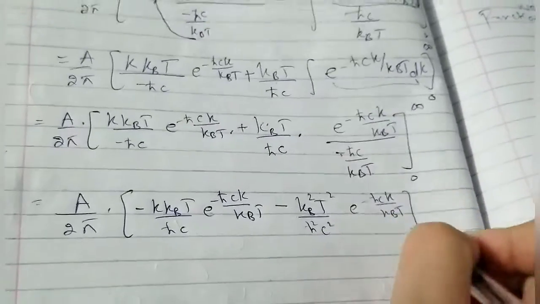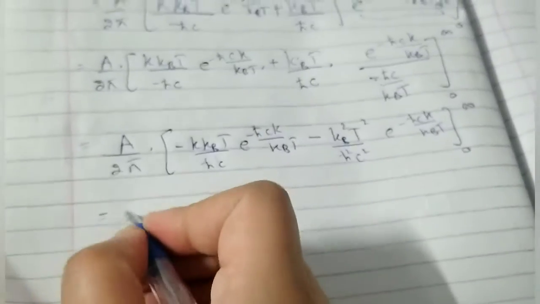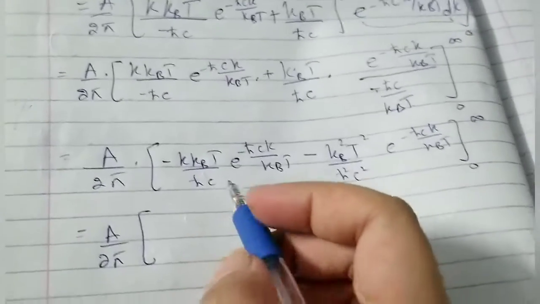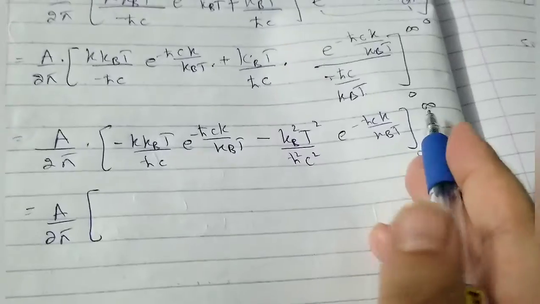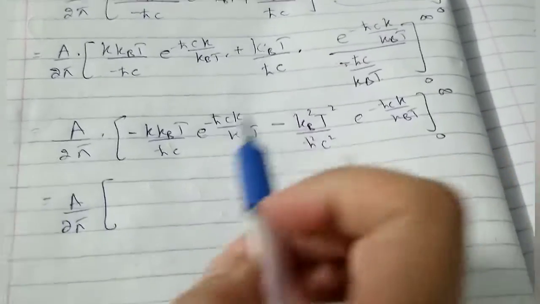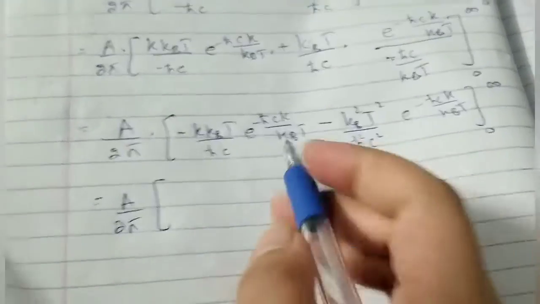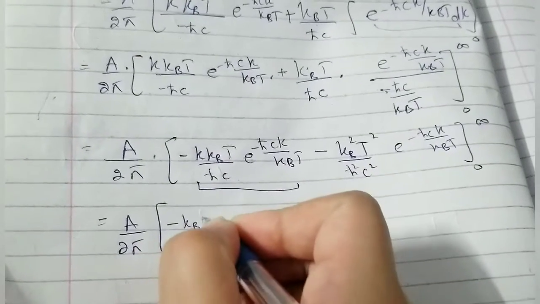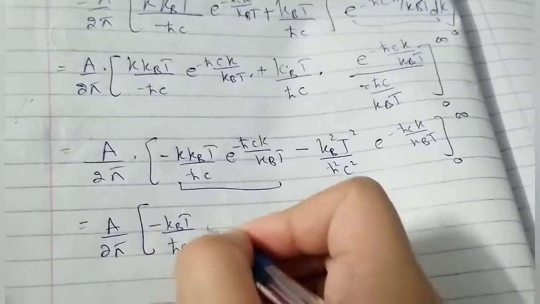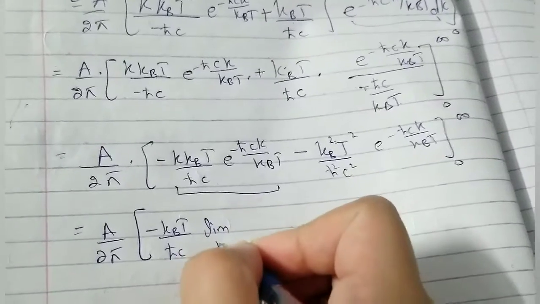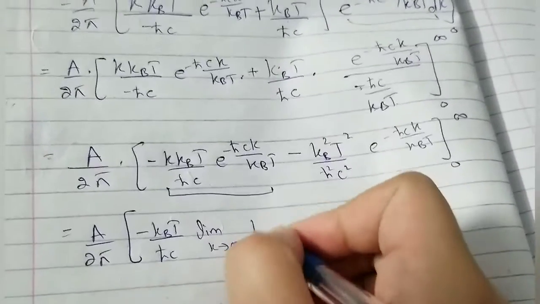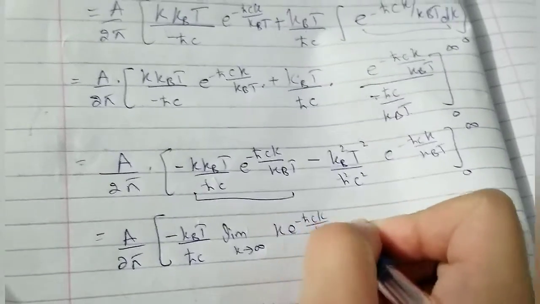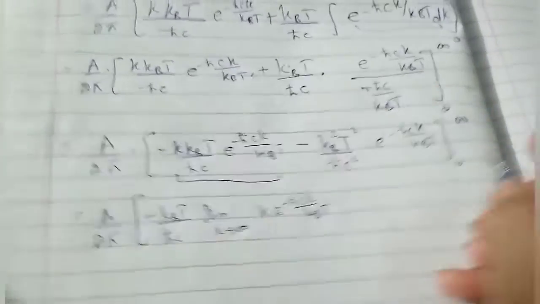Now it's time to apply the limit of integration. A by 2π, upper limit. When the upper limit infinity is inserted, you will not insert it directly; you will write minus k_B T by ħc, which are constants, so I'll write it as the limit k approaches infinity of k e to the power minus ħc k by k_B T, here for this.